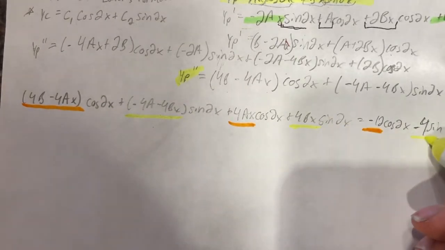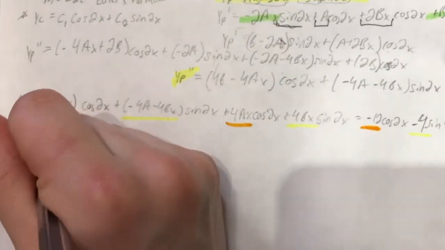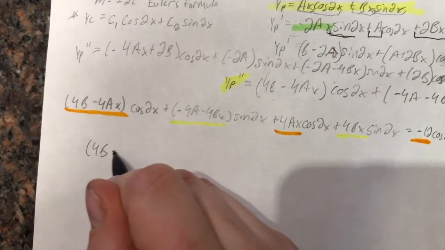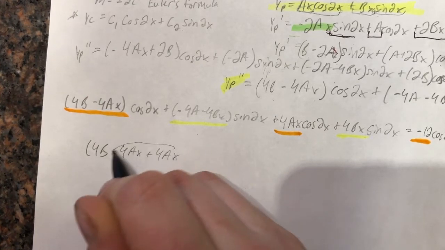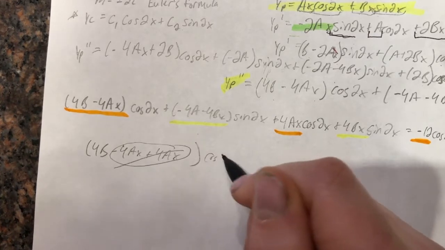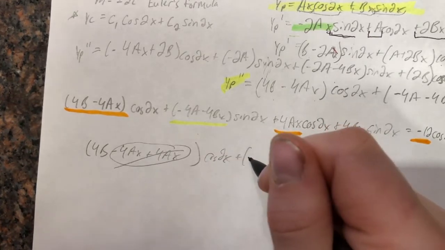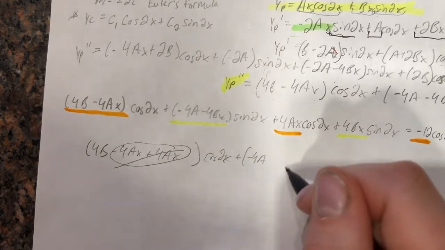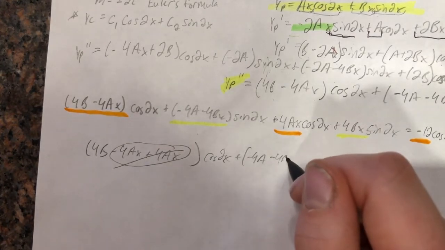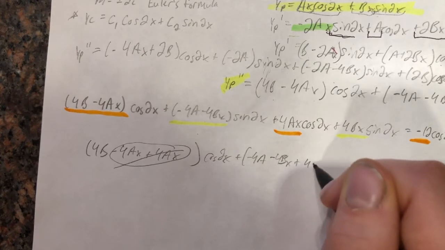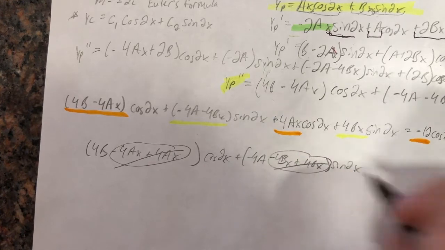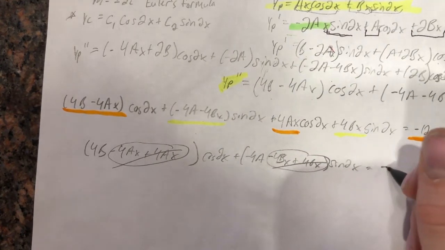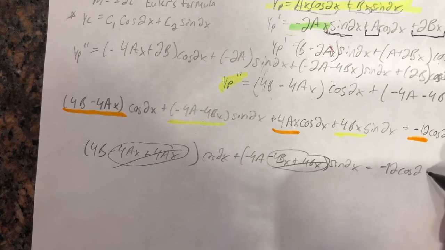So 4b minus 4ax plus 4ax. Those two terms cancel out, times cosine 2x plus negative 4a minus 4bx plus 4bx times sine 2x. Those terms will also cancel out, equals our negative 12 cosine 2x minus our 4 sine 2x.